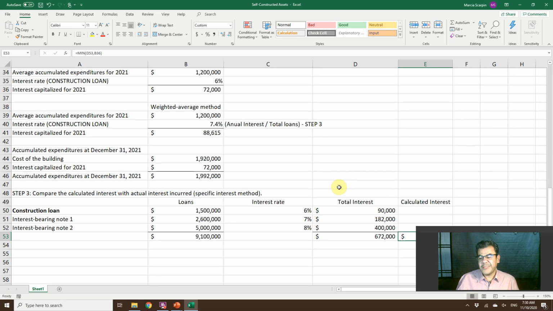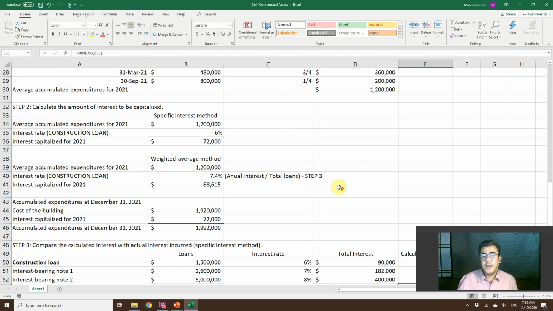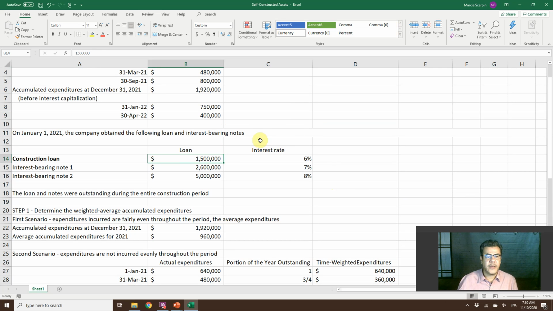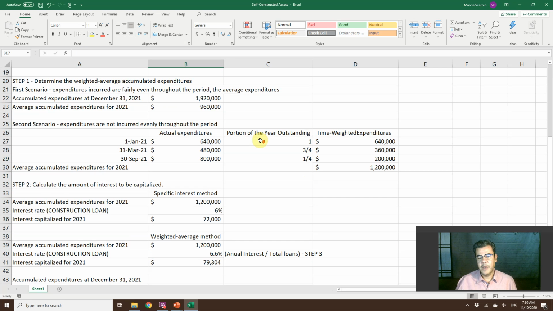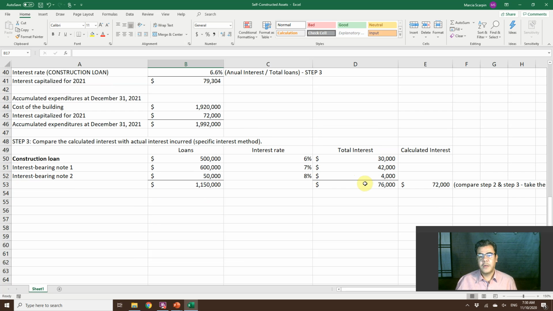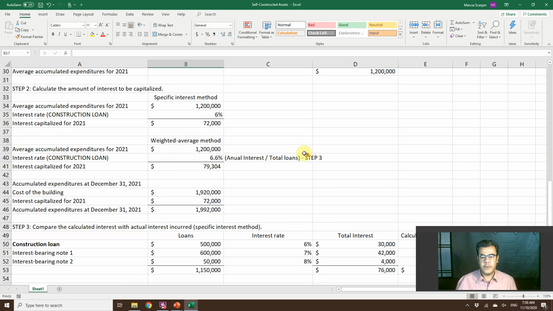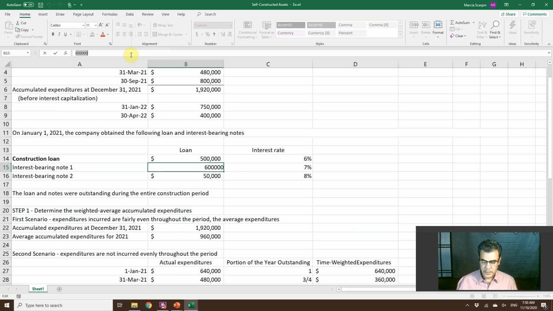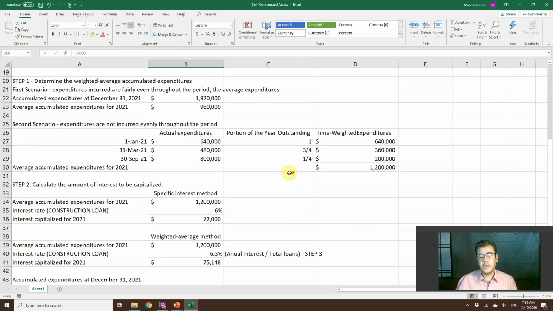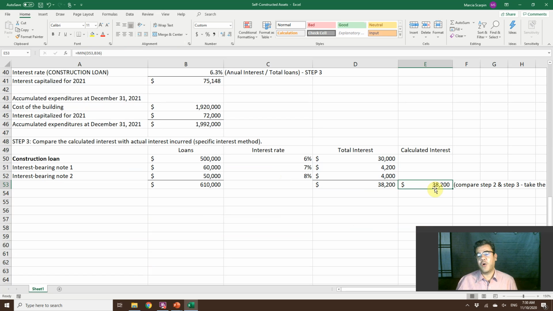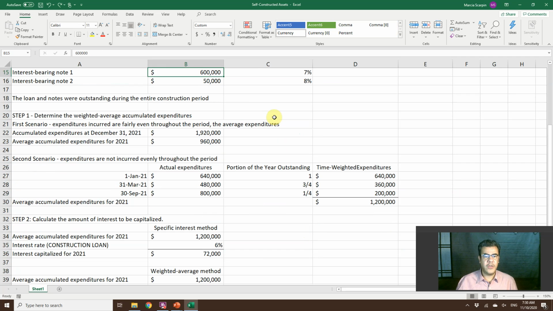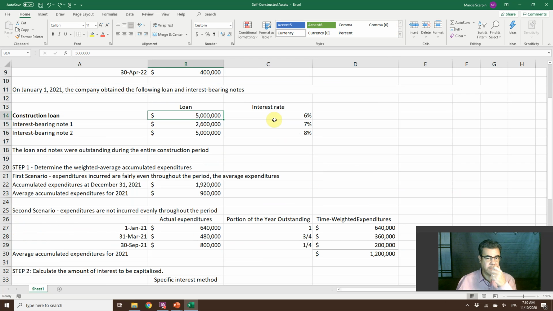We would, but wow, that is too much difference here. Let's consider that I don't need a lot of money here. My construction loan is only $500,000. Here is only 600, and here 50,000. Our total interest here would be, whoa, let's decrease a little bit. 60,000. So our total interest would be 38. So our calculated interest would also be 38. So we would be using 38 instead of 72. Okay? But we don't have it here. Yes, that is how much we actually have.